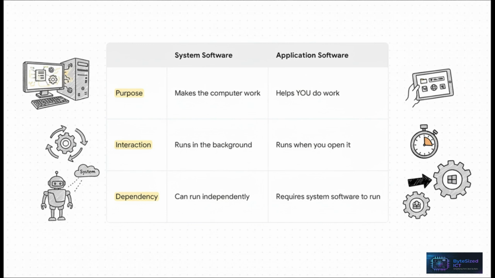So let's look at purpose. System software makes the computer work. Application software helps you do work. Simple enough. Now, interaction. System software, it's always running back there in the background. But an application, that only runs when you decide to open it. And now, here's the most important one, the one you really need to remember, dependency. An app absolutely needs system software to run. You can't open Chrome if you don't have Windows or macOS running first, right? But the system software can run just fine all by itself. Windows doesn't need Chrome to start up, see? That dependency is a one-way street.